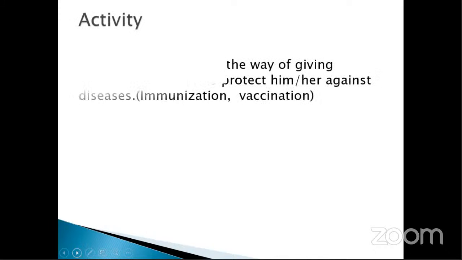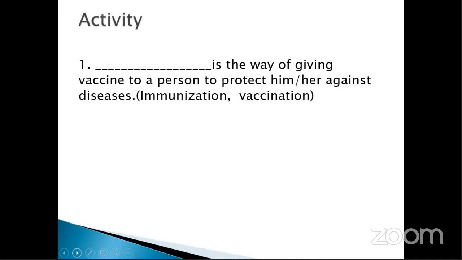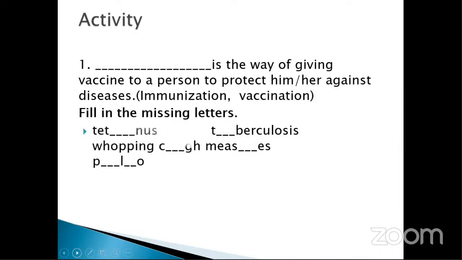This activity is simple. Number one: dash dash is the way of giving vaccines to a person to protect him or her against diseases. So here you simply say immunization is the way of giving vaccines to people to protect them against diseases. You just choose that answer. And then fill in the missing letters. You have these ones, just fill in the missing letters.